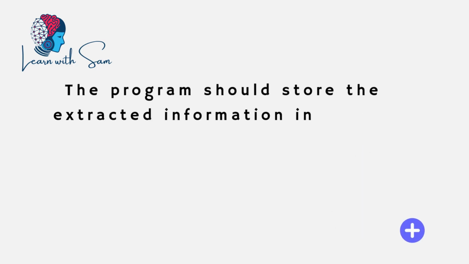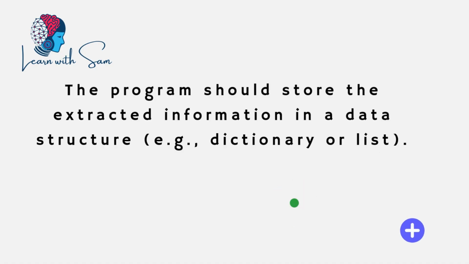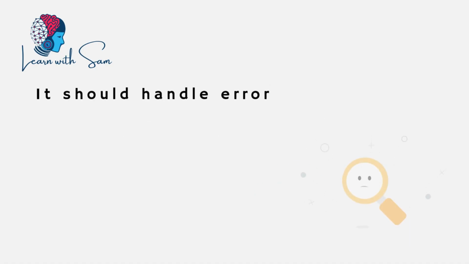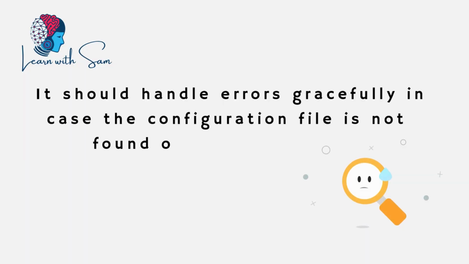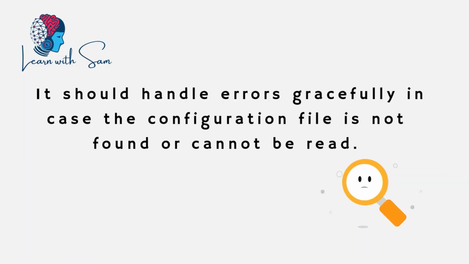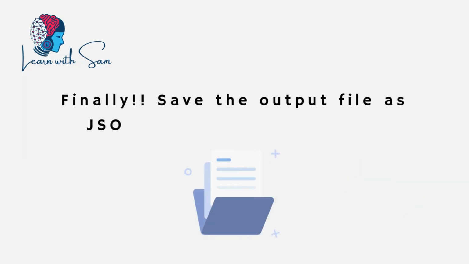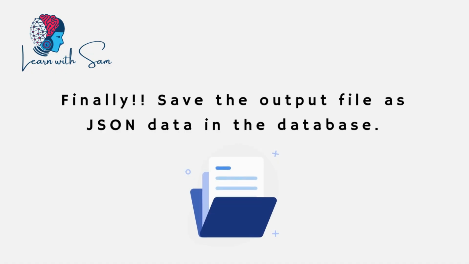The program should store the extracted information in a data structure, for example a dictionary or list. It should handle errors gracefully in case the configuration file is not found or cannot be read. Finally, save the output file as JSON data in the database.